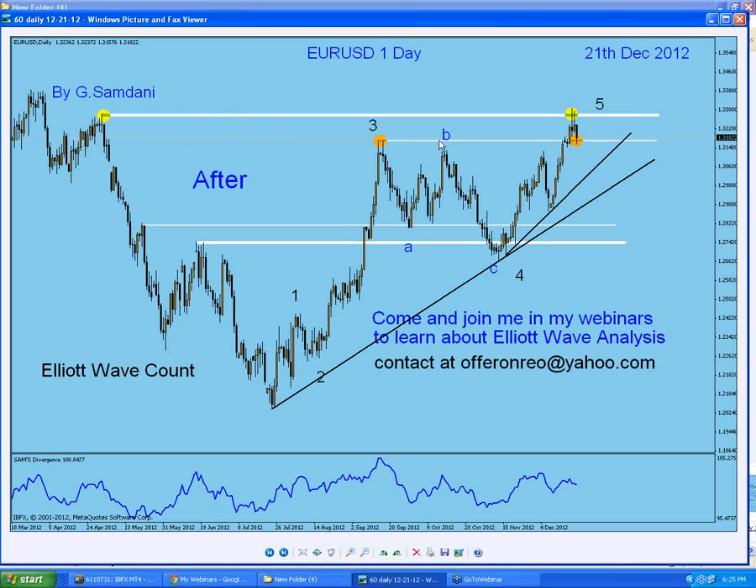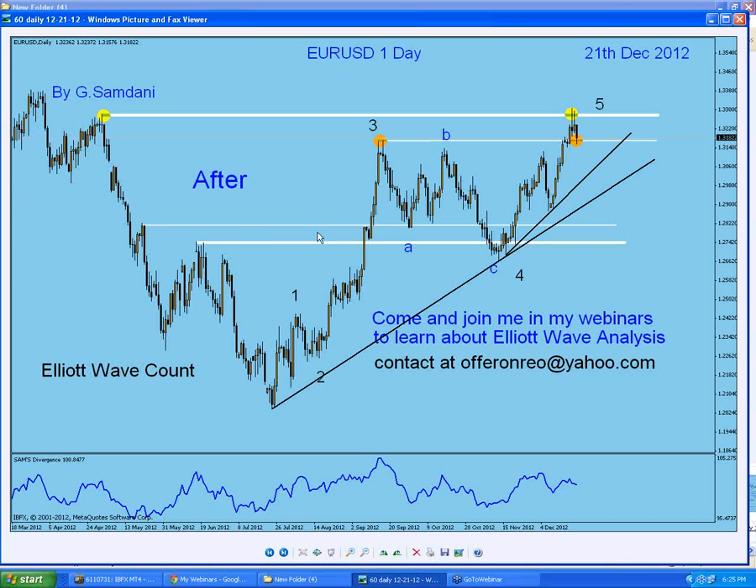So let's see what happens. Right now we are between these two highs, this one and this one. I'm just going to watch it and see what happens on Monday because of Christmas and all the holidays coming in. The market just goes off the technicals, so nothing is guaranteed.